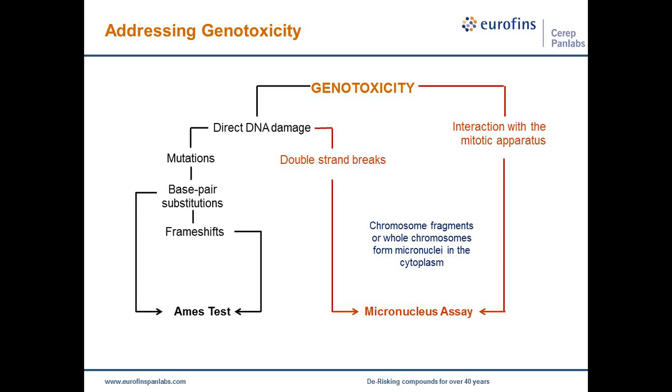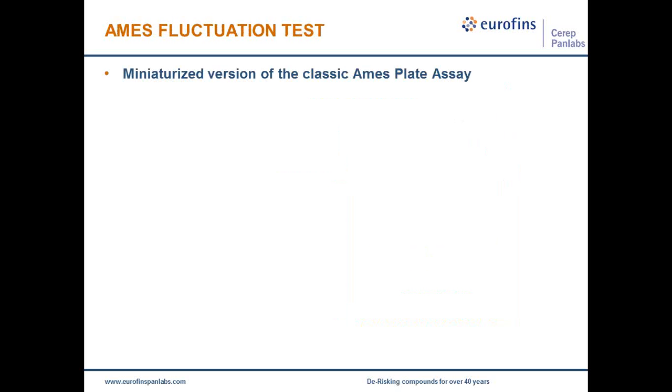More subtle damage like double-strand breaks and interactions with mitosis can cause larger problems and cause fragments of whole chromosomes to form micronuclei in the cytoplasm, which can be monitored using a micronucleus assay, and I will give you a little bit of information on both these kinds of things. A lot of people will offer an AMES fluctuation test, which is a miniaturized version of the classic AMES plate assay.